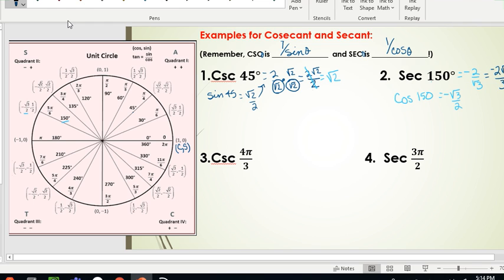All right, so cosecant of 4 pi over 3. Cosecant's the same as 1 over sine. So I want to find sine of 4 pi over 3.